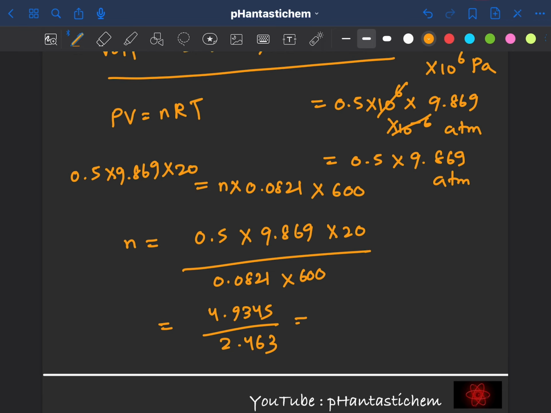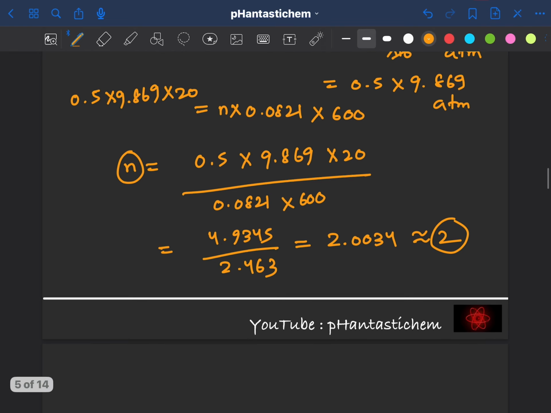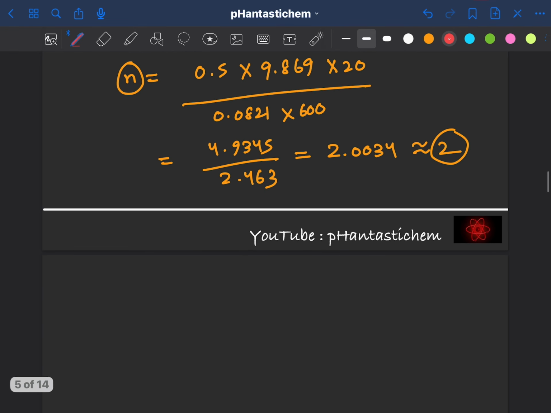And upon further calculation, this comes out to be 2.0034, which is approximately 2. So the number of moles of the gas is 2. Okay. Now in this question, the initial pressure, P1, is 0.5 megapascals, and P2 is given to us as 0.2 megapascal, right? So we have to calculate the work.